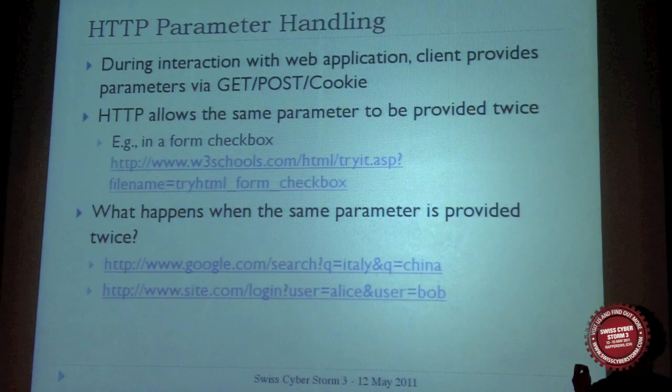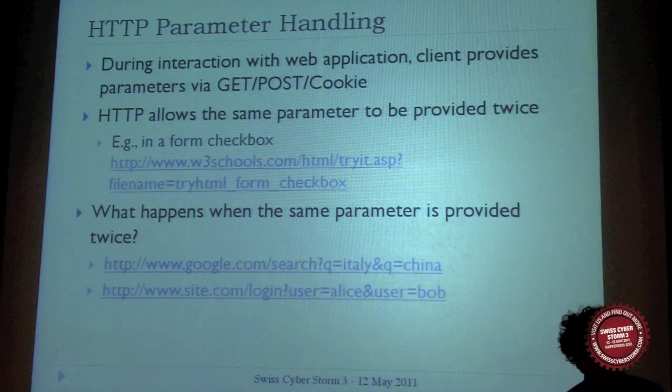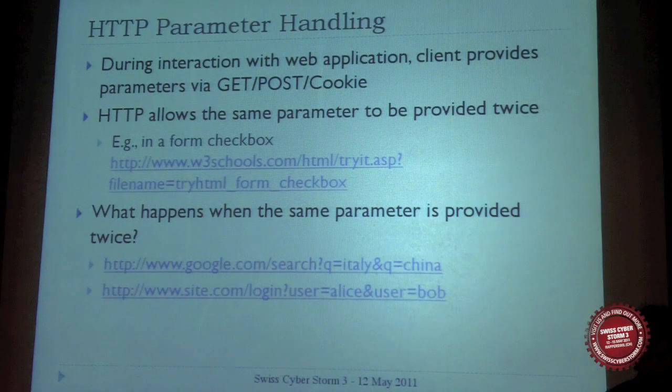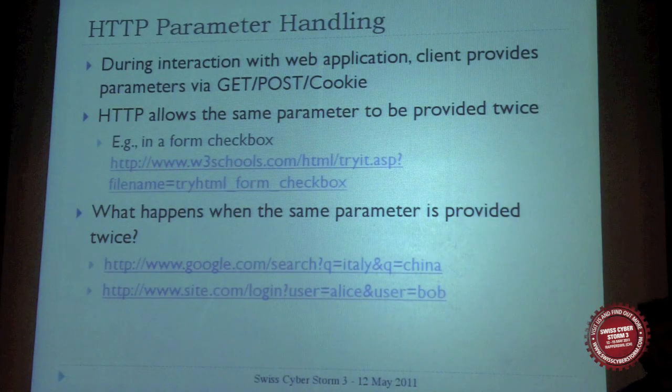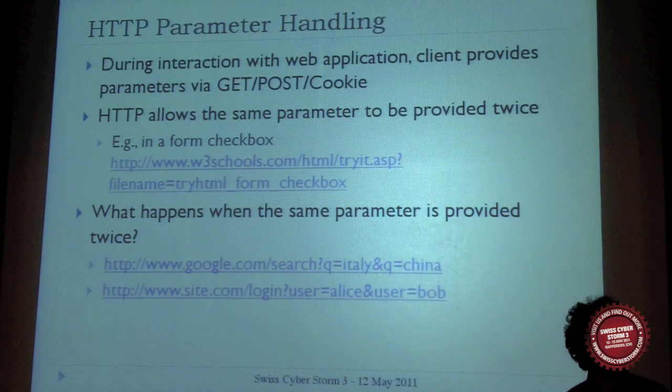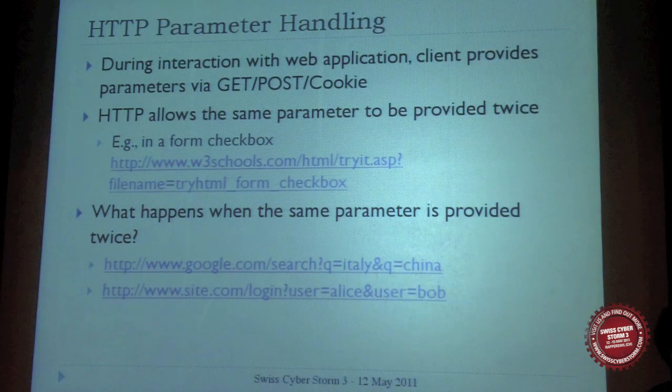Before going into the details, I want to introduce how applications usually handle HTTP parameters, so that you have an idea of how it works. When you interact with a web application, you submit your data, for example using a GET, a POST, or a cookie. HTTP allows the same parameter to be provided twice. This is, for example, the case of a checkbox.